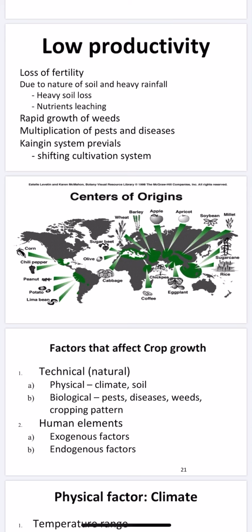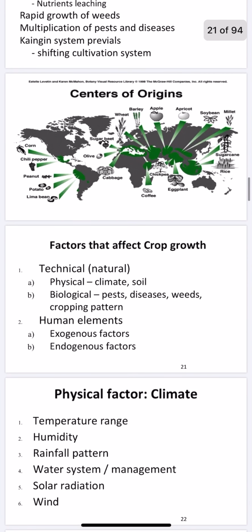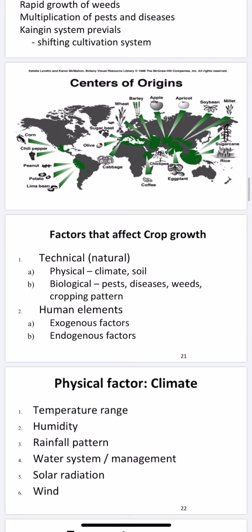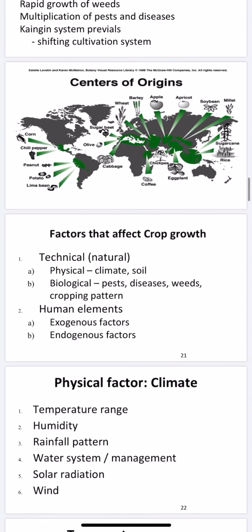And as I have said, the kaingin system prevails because most of our indigenous farmers just do this as their culture. They just burn one place and then go to another place without even putting back all the nutrients in the soil.